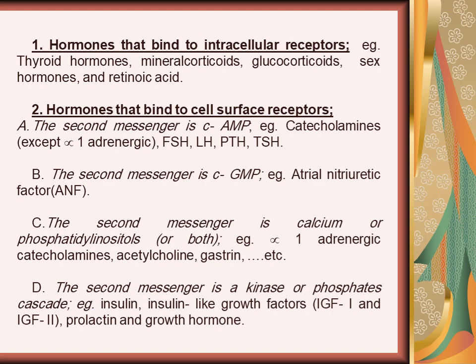B, the second messenger is cyclic GMP, for example in natriuretic factor or peptide. C, the second messenger is calcium or phosphodiesterases, inositol, or both, for example in alpha-1 adrenergic catecholamines, acetylcholine, gastrin, and so on. The last group is where the second messenger is the kinase or the phosphate cascade, for example insulin, insulin-like growth factors IGF-1 and IGF-2, prolactin, and growth hormone.